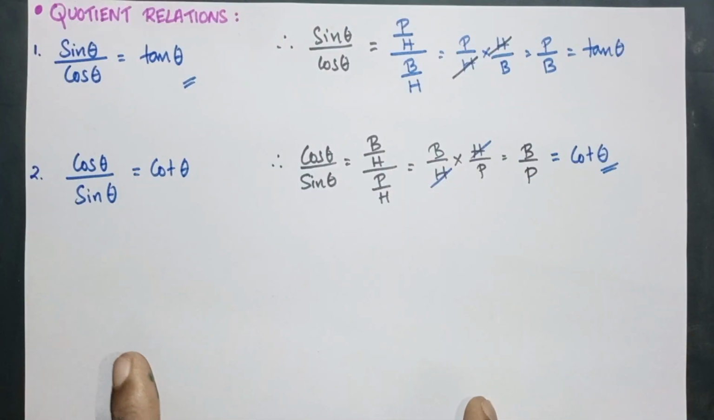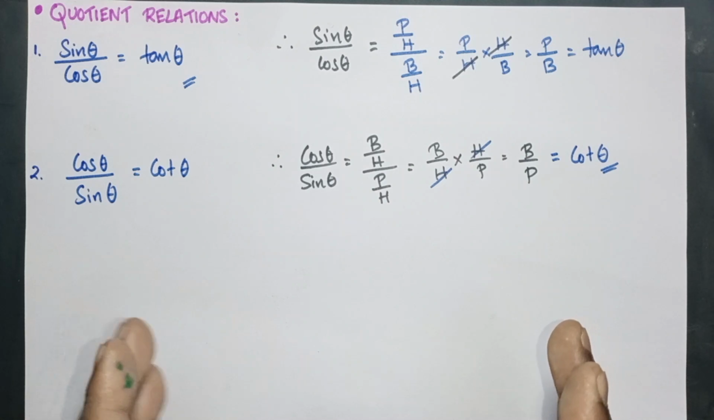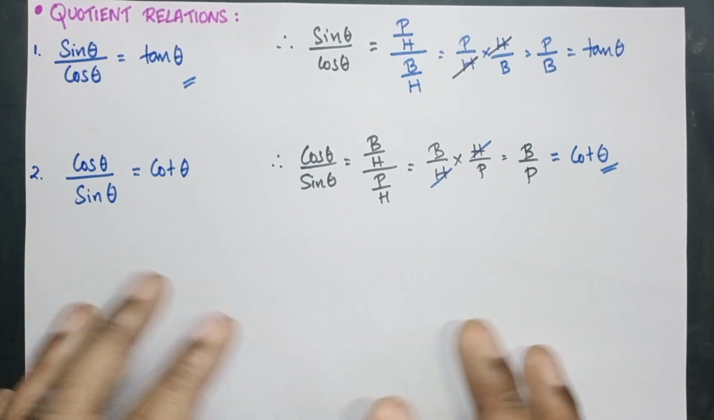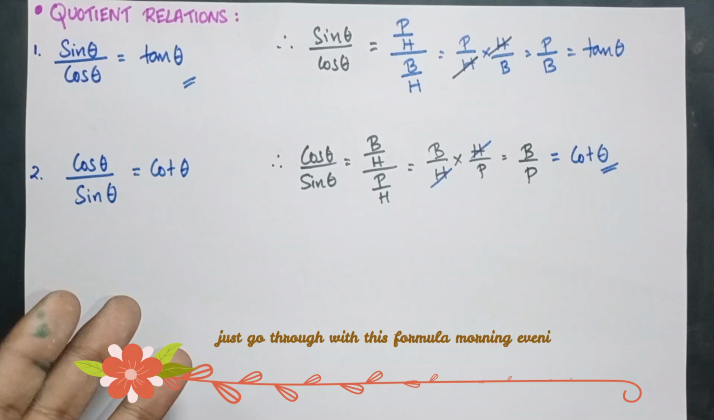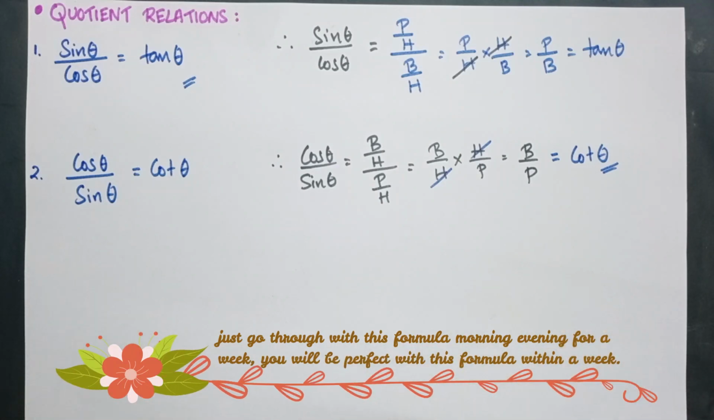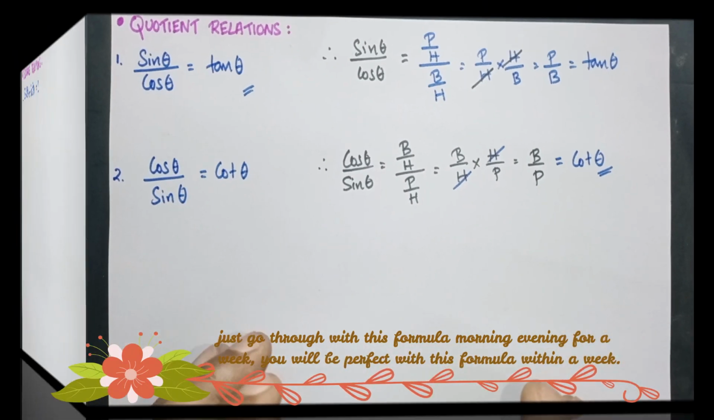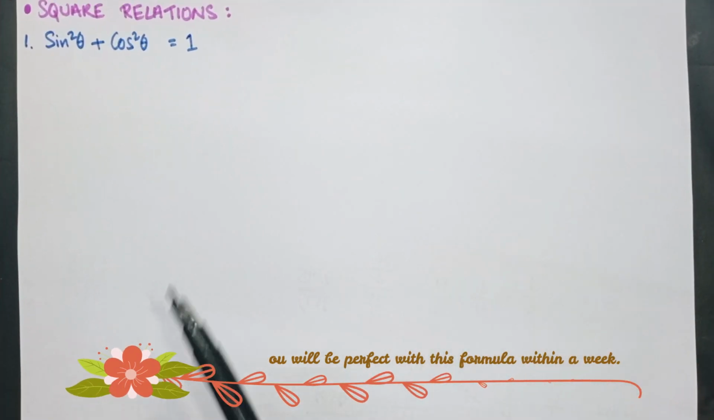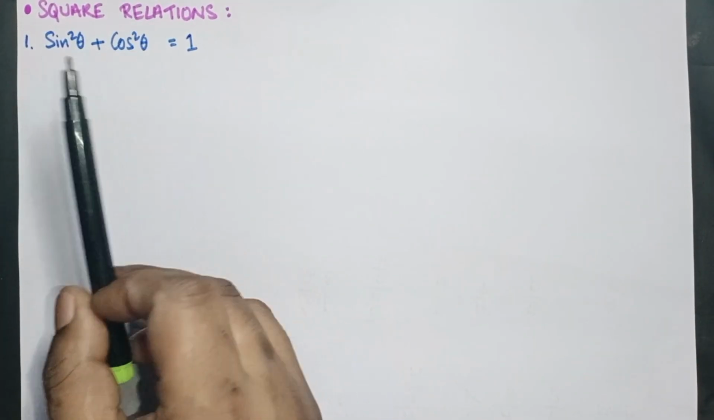Just write this whole formula on an A4 size paper and paste it on the wall. In the morning just go through it once, and in the evening also go through it once. Within a week you'll be perfect with these trigonometrical formulas. Okay, and it's helpful. So here we have square relations. This will be the last part for these formulas.